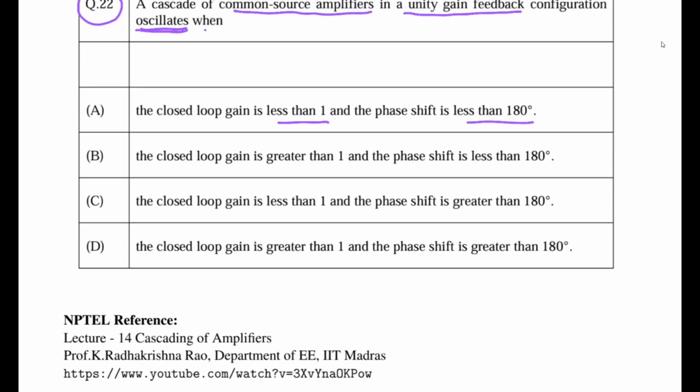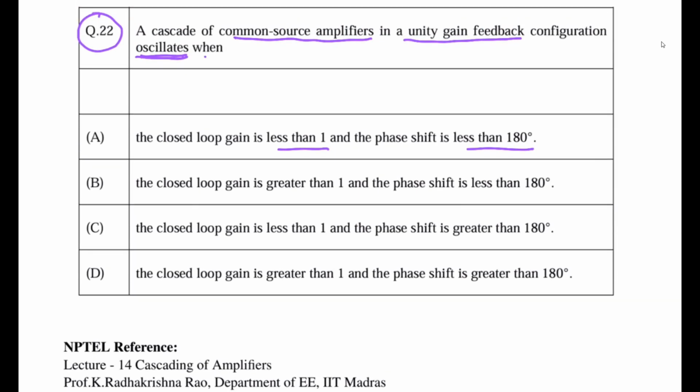For this question, IIT Kanpur has made a mistake. In the options they have written closed loop gain, but for an oscillator we talk only about loop gain, not closed loop gain. That's why later they gave marks to all the students for this question, due to this closed term here, here, and here.